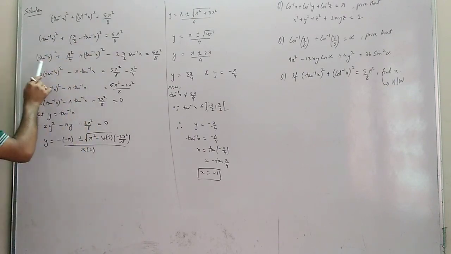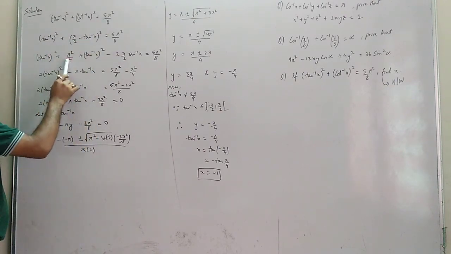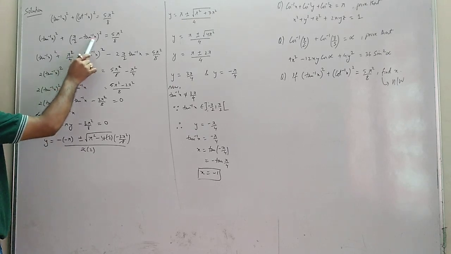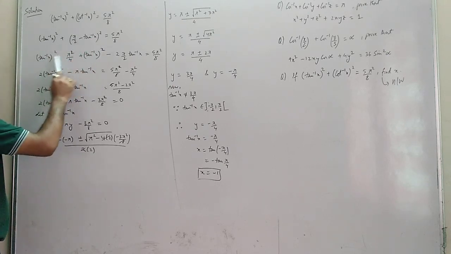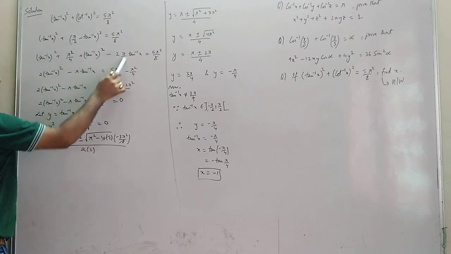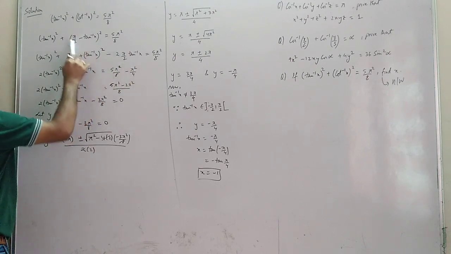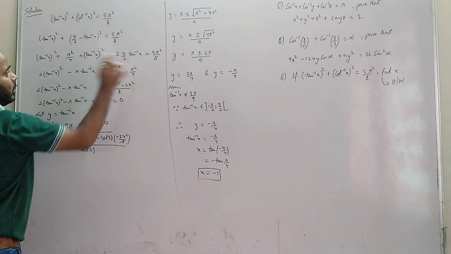Now, this will remain here. Now, a minus b whole square is a square, pi square by 4, plus b square, tan inverse x whole square. A like term is coming, see. Minus 2 into a into b, 2 into a into b, equals the next line.